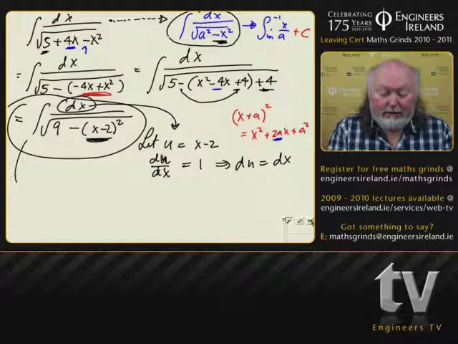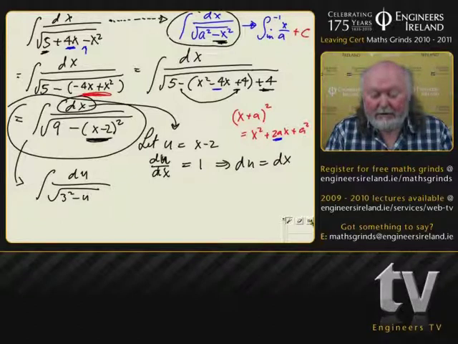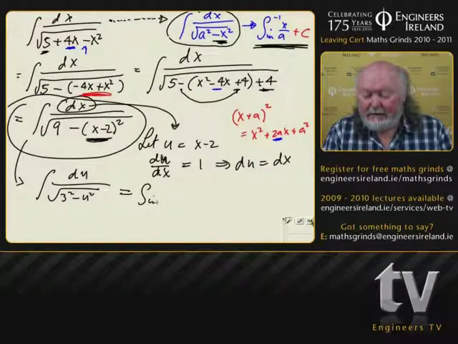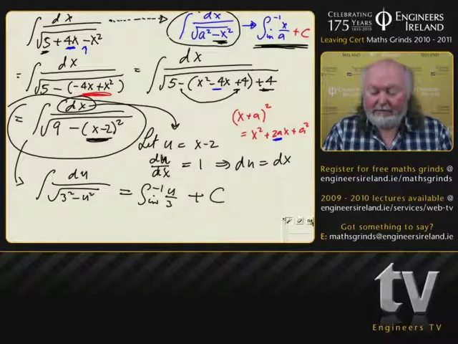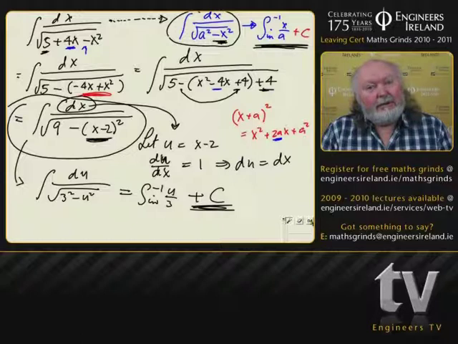So our equation here can now become the integral of du all over the square root of 3 squared minus u squared. And we know from up here that that is the angle whose sine is u over 3 plus a constant. We also know what u is.